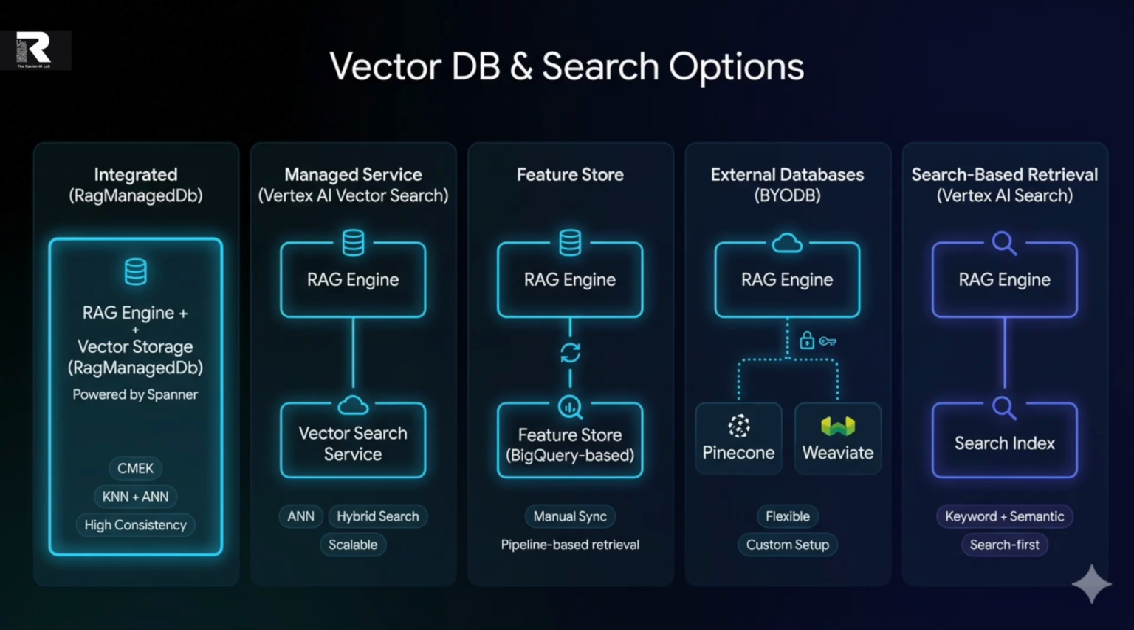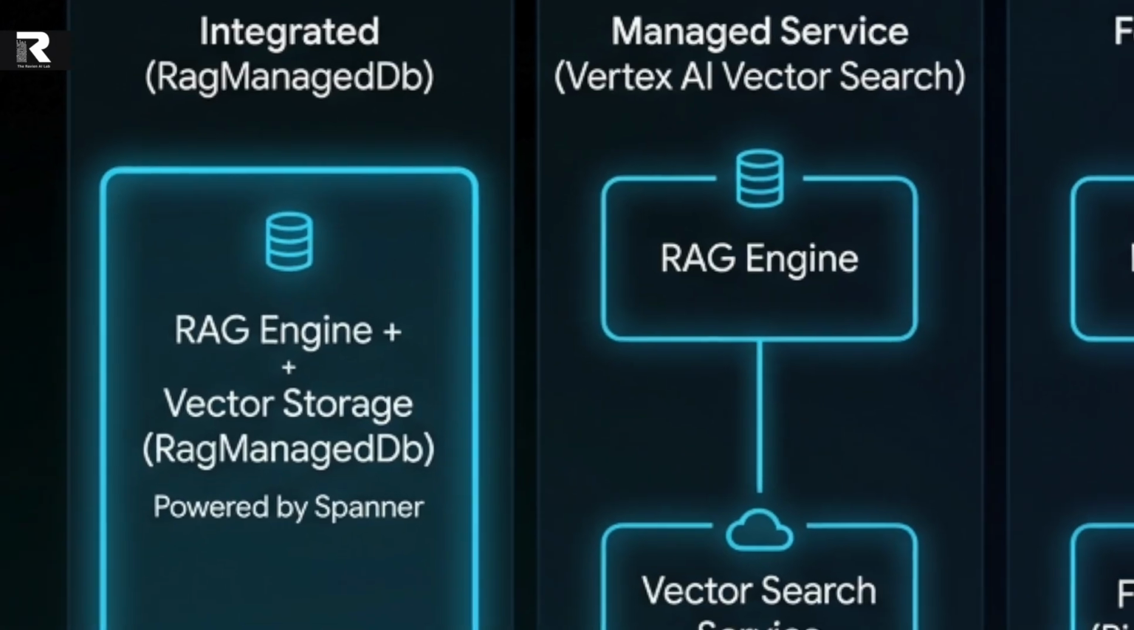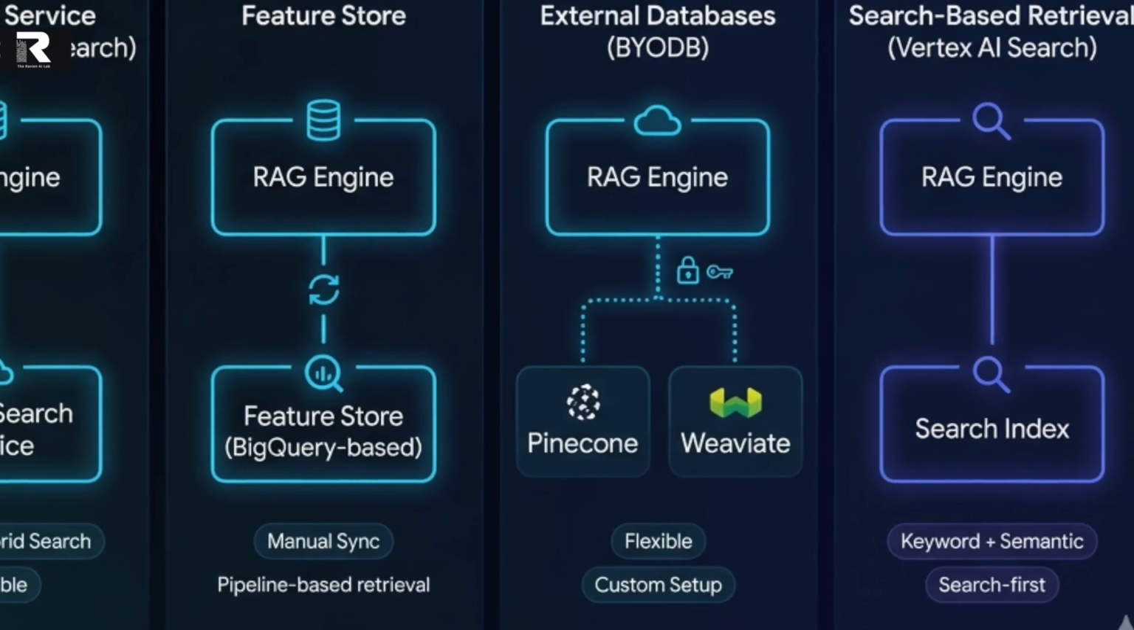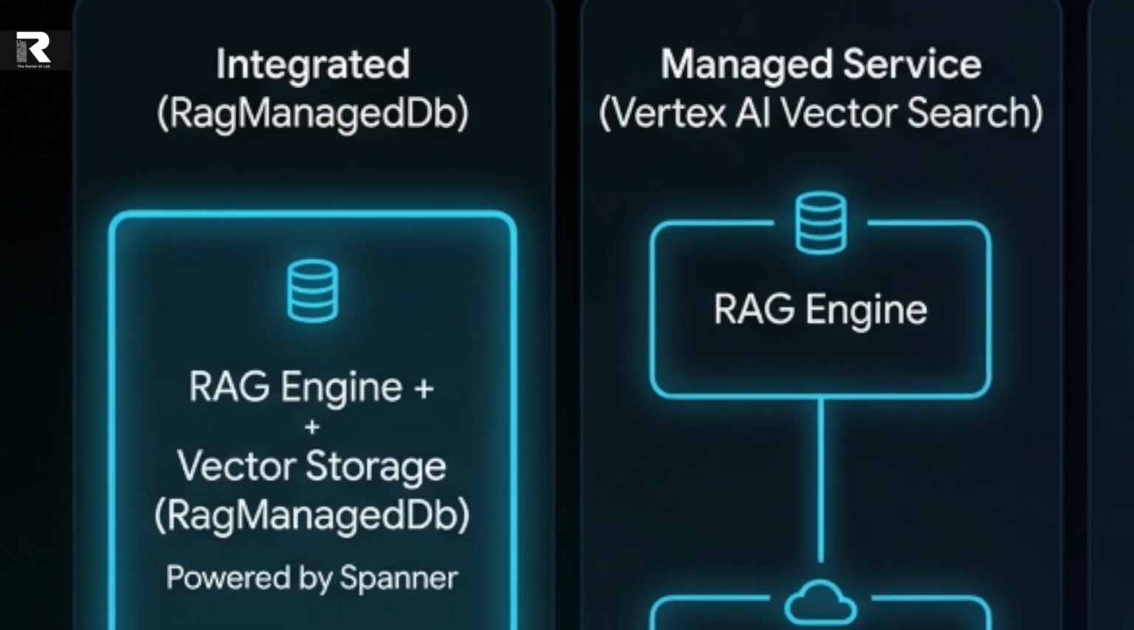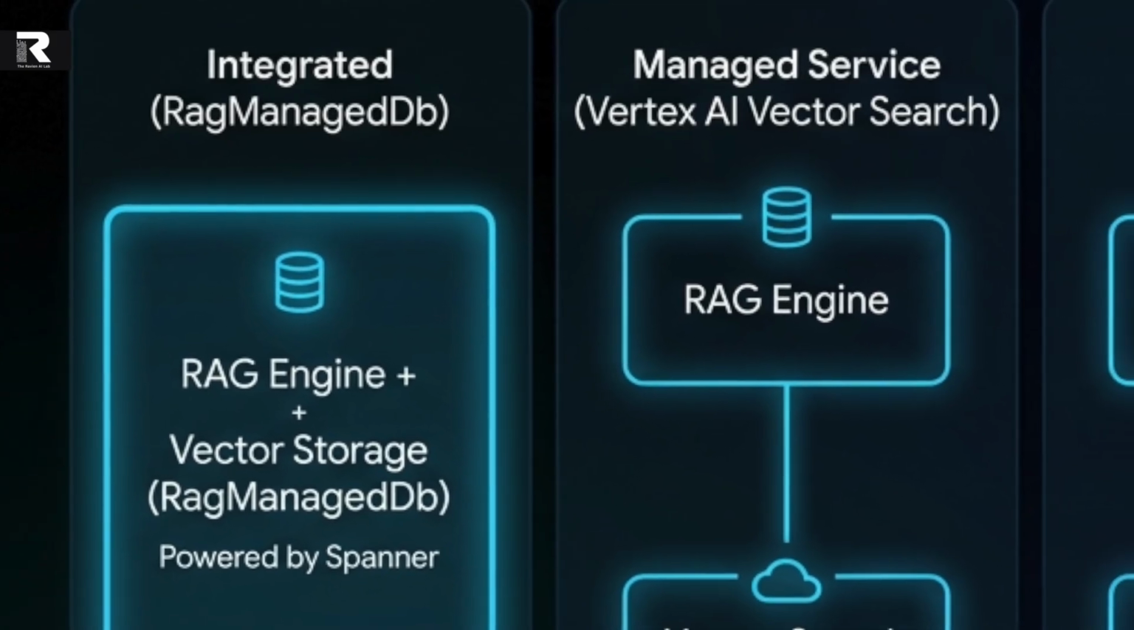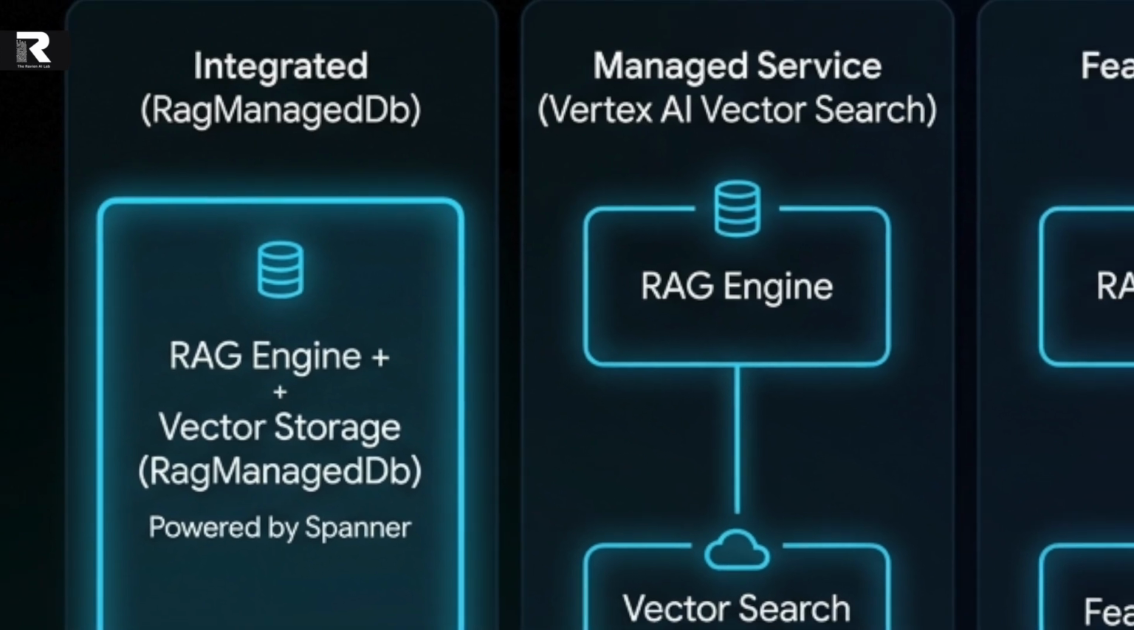The RAG engine supports multiple backend options for retrieval, giving you flexibility in performance, consistency, and operational control. At a high level, you're choosing between integrated storage, managed vector services, feature pipelines, or external databases. 1. The default integrated option: RAG Managed DB. This is the default vector database in Spanner mode.